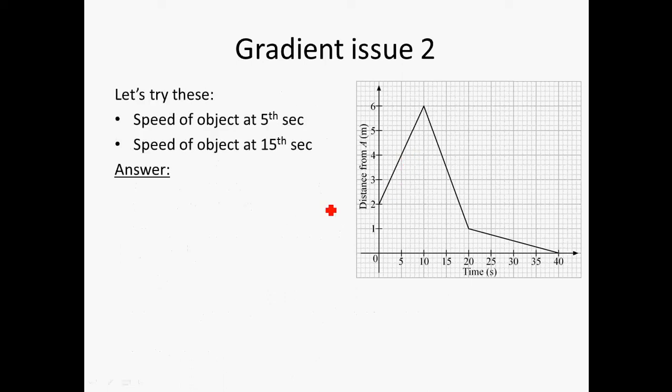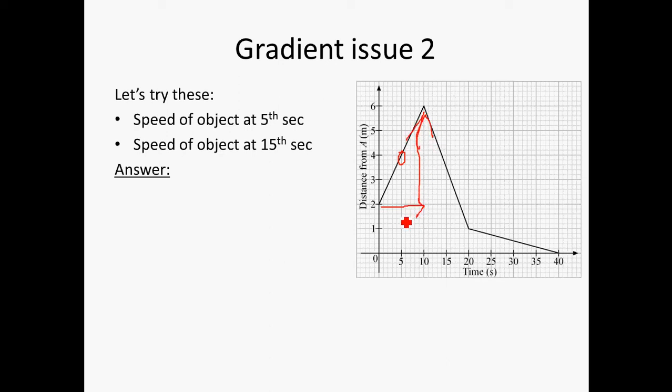Okay? So let's look at this example. If they ask you to find the speed of the object at the 5th second, you simply have to identify first where the 5th second is here, and then you realize that actually this whole line is a straight line. So because it is a straight line, you can use the whole line, and then you use the same method as what I mentioned just now. Find the rise over the run.